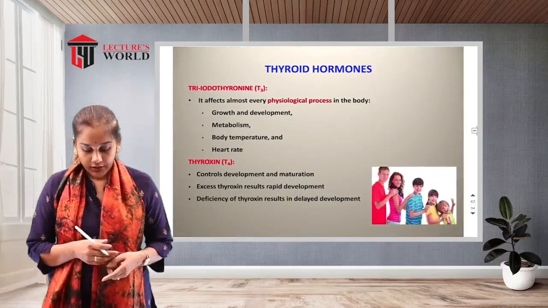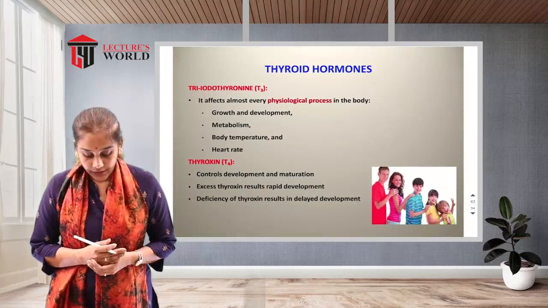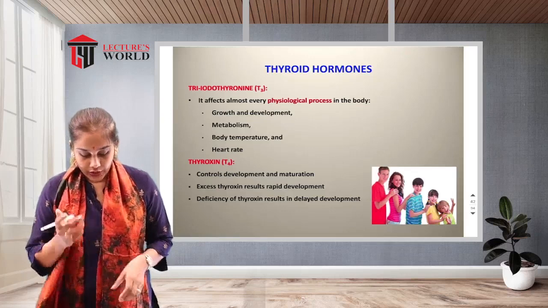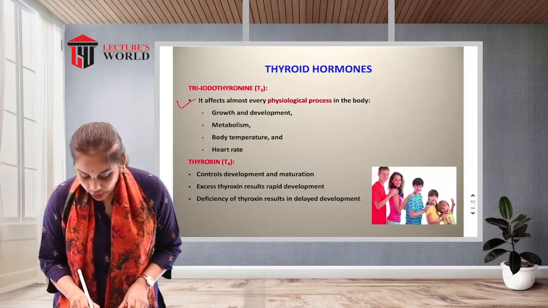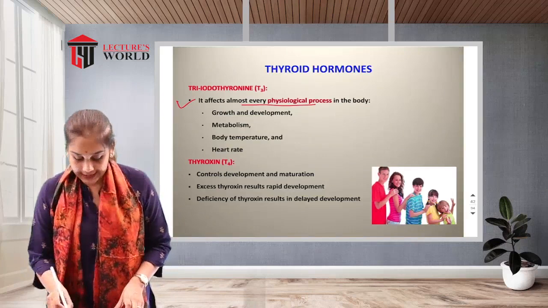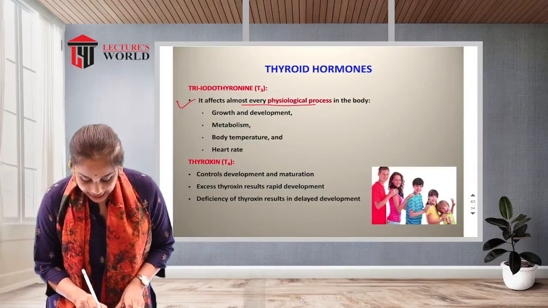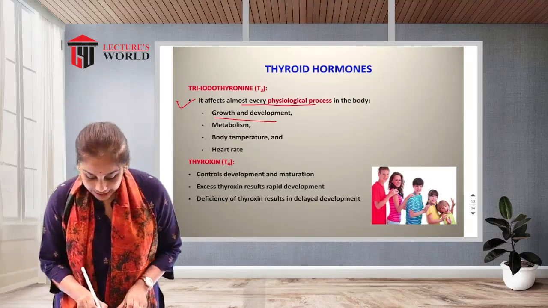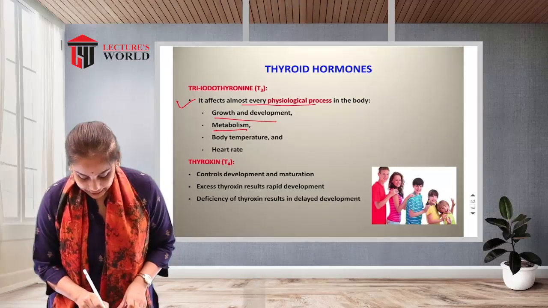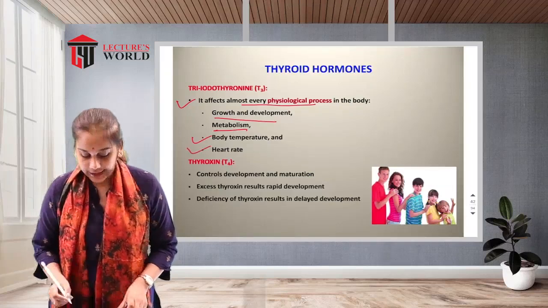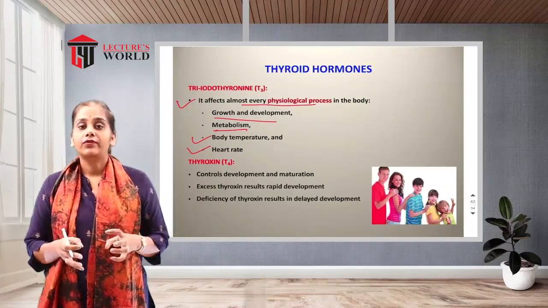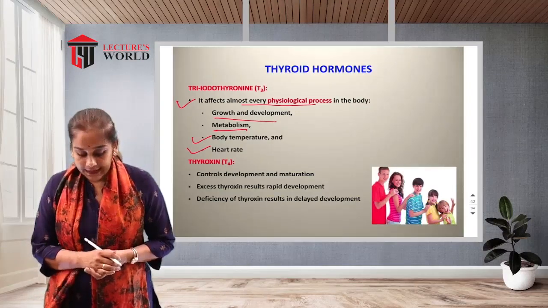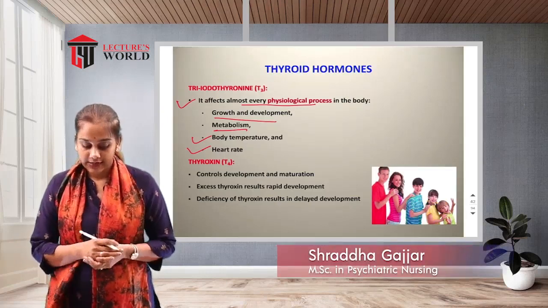Now, the two hormones, T3 and T4, triiodothyronine and thyroxine. T3 affects almost every physiological process in the body. For example, it helps the growth and development of the whole body, metabolism, body temperature, and maintaining the heart rate. These are all physiological functions controlled by the T3 hormone. So T3 is essential.